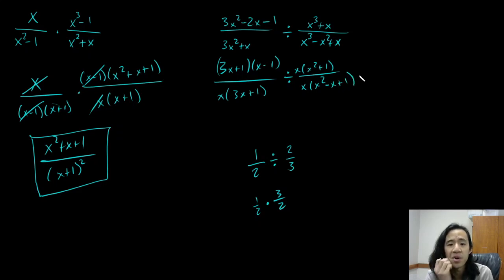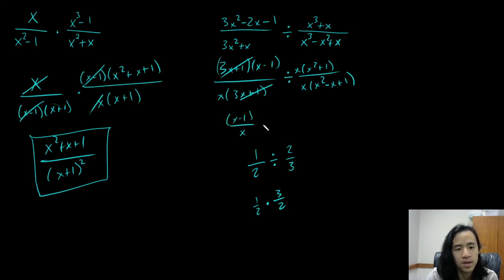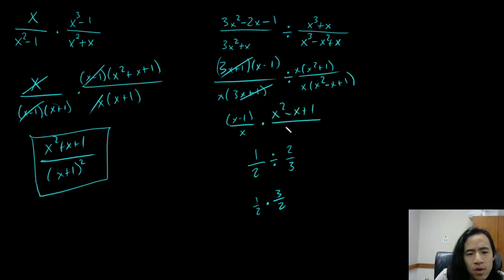All right, so let's go ahead and keep, change, flip. So after simplifying, let's go ahead and rewrite. So x minus 1 over x, change the division sign, and we get x squared minus x plus 1 over x squared plus 1, because these x's, they will simplify.